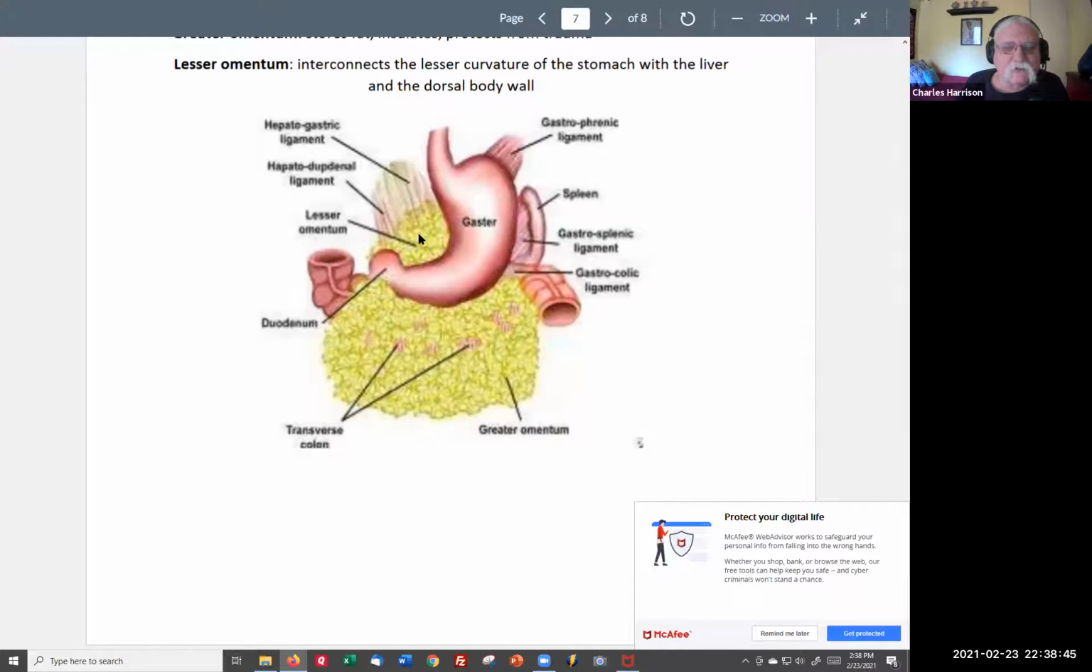We have another area on the lesser curvature that's filled with the lesser omentum. This helps draw the stomach towards the back body wall. Terms that I don't highlight or mention in the body of the text, in this one drawing anyway, are not important.